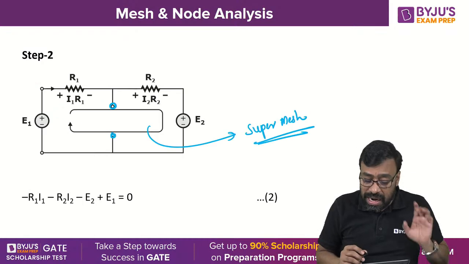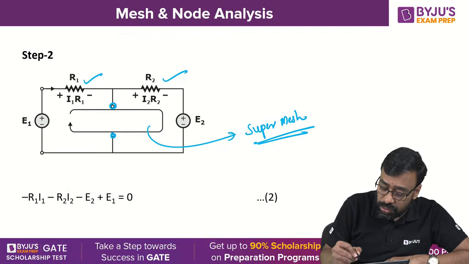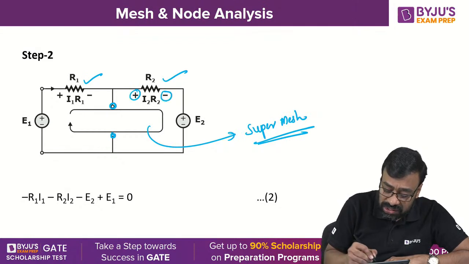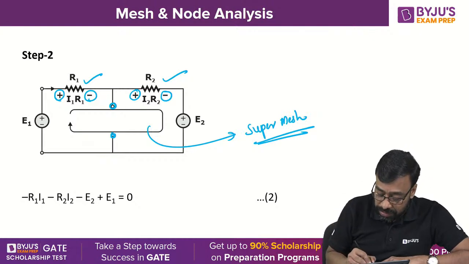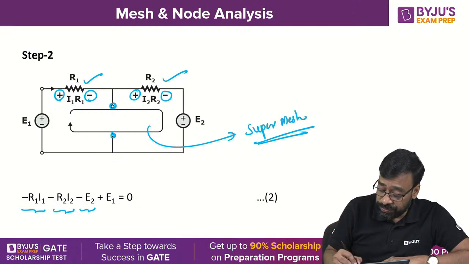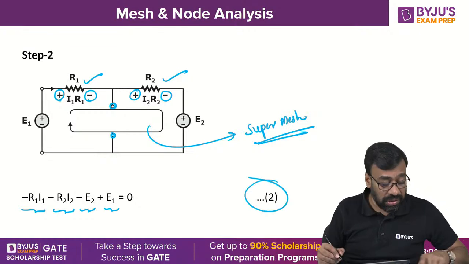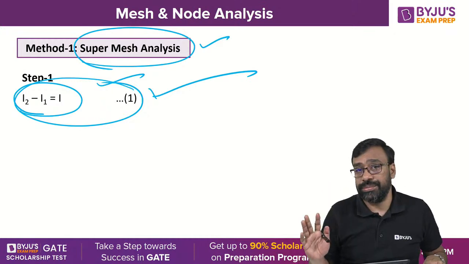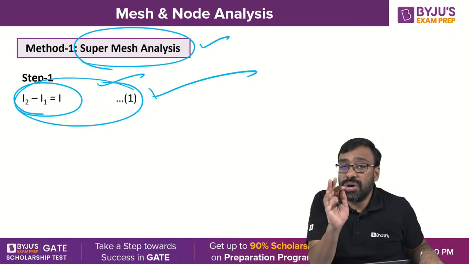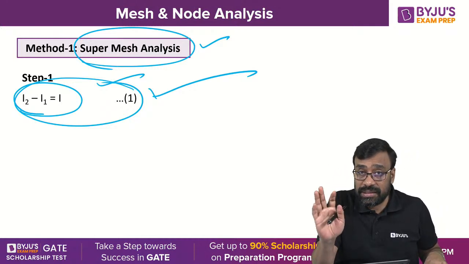Now, in the supermesh analysis, if you see I1 R1 and I2 R2, according to the direction of the current, the polarities are very clear. Now you apply KVL in the clockwise direction: minus I1 R1, minus I2 R2, minus E2 because it is a fall in voltage, plus E1 because it is a rise in voltage. So you got the second equation. Already you got the first equation. Solve these two equations and you will get the solution. This is the standard procedure of how to apply supermesh analysis.